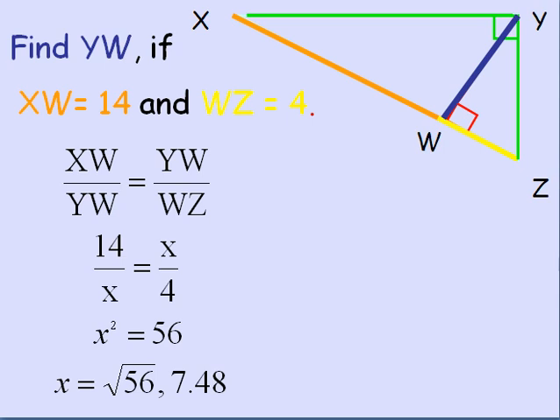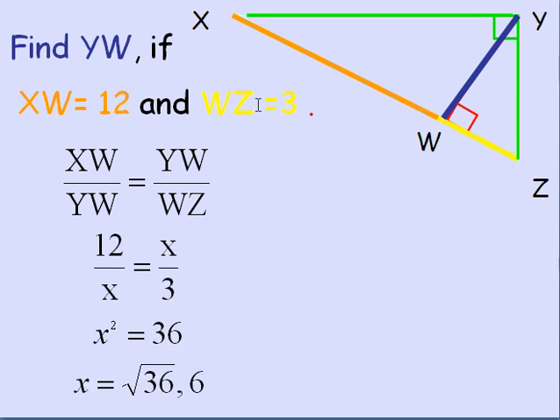Okay, let's see this in another example. Here we have the same situation. This time our numbers are 12 and 3. XW is 12, WZ is 3. If we find the geometric mean between 12 and 3, which is 36 under the square root, the value of YW, the altitude, is simply 6.